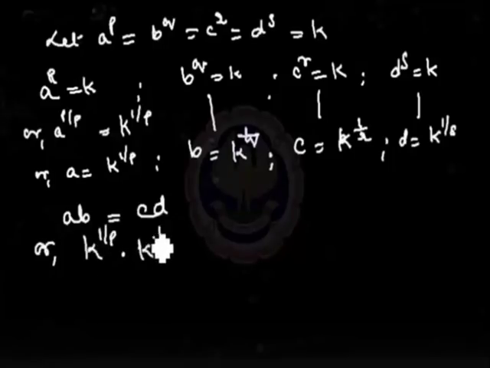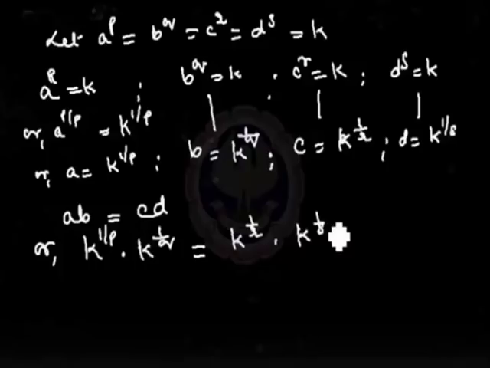In place of B we can write k to the power 1 by q, in place of C we get k to the power 1 by r, and in place of D we get k to the power 1 by s. Okay? Right? We know that x to the power a into x to the power b is equal to x to the power a plus b.